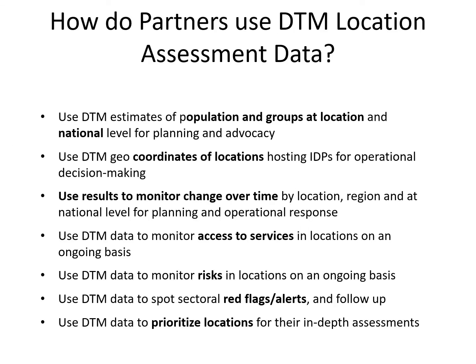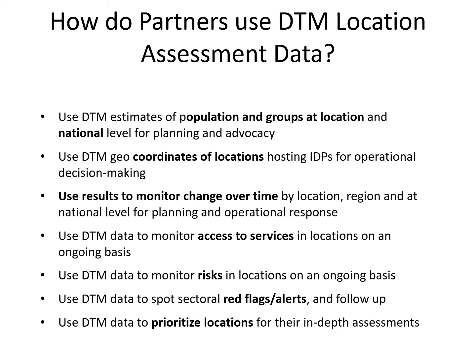How do partners use DTM location assessment data? They use DTM estimates of population and groups at location and national level for planning, advocacy, and for operations. Partners use DTM geo-coordinates of locations hosting IDPs for operational decision-making. They use results of DTM location assessment to monitor change over time by location, region, or at national level. This is possible because the DTM location assessment is conducted at regular time intervals. Partners use this information for planning and operational response.